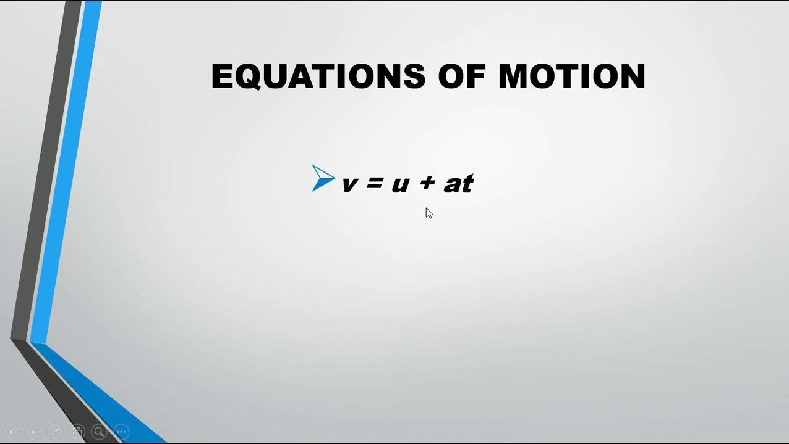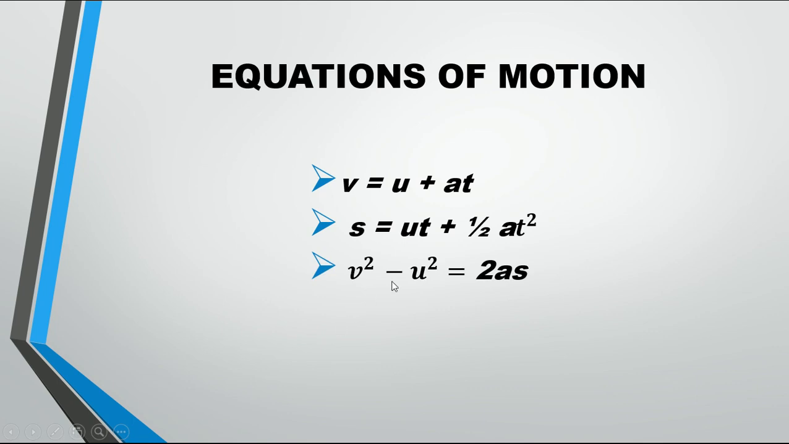Second one, S is equal to ut plus half at square. Third one, v square minus u square is equal to 2as. What is v, u, s and a? v is the final velocity. What about u? It's the initial velocity. s is the displacement or distance. And t, what is t?